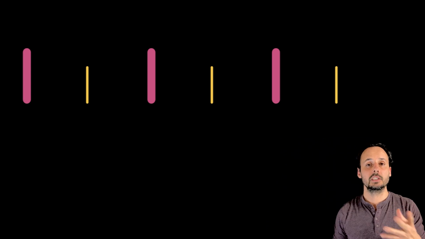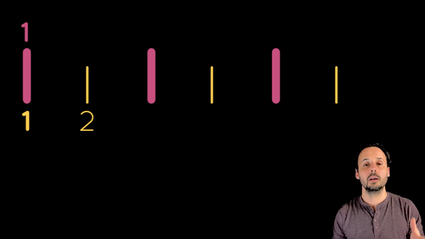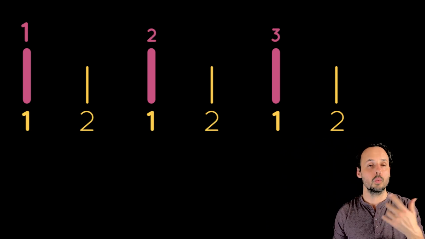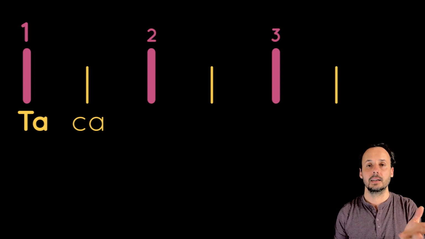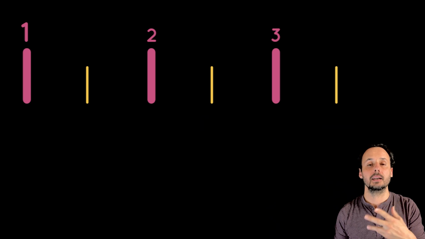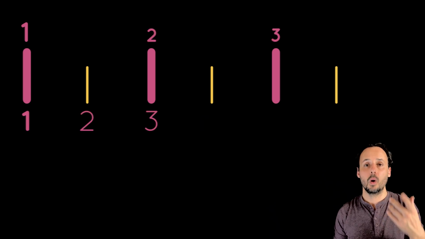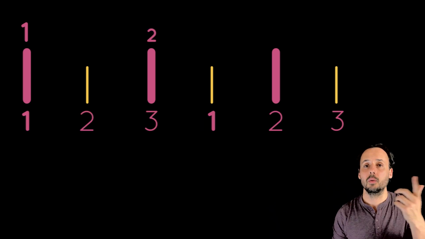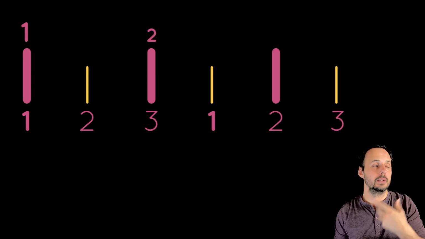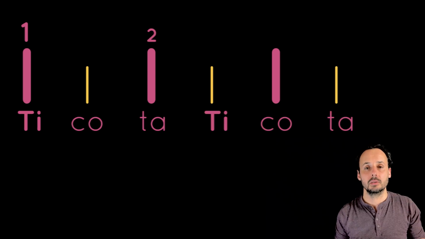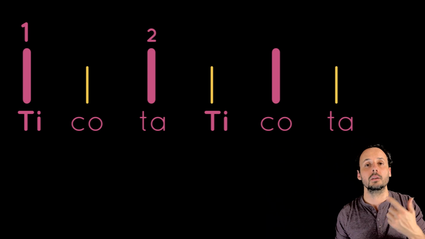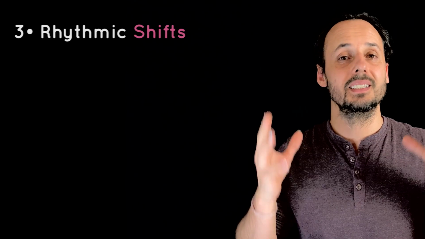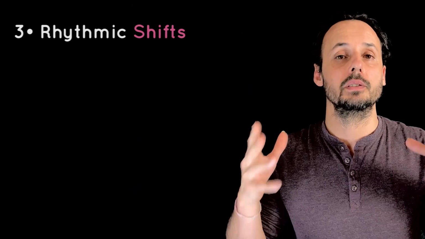If I count the subdivisions, it is like this. 1, 2, 1, 2, 1, 2, 1, 2, 1, 2, 1, 2. Taca, taca, taca, taca, taca, taca. And the other one, the one we want, 1, 2, 3, 1, 2, 3, 1, 2, 3, 1, 2, 3. Ticota, ticota, ticota, ticota. And this is a very interesting concept of the rhythmic shift.